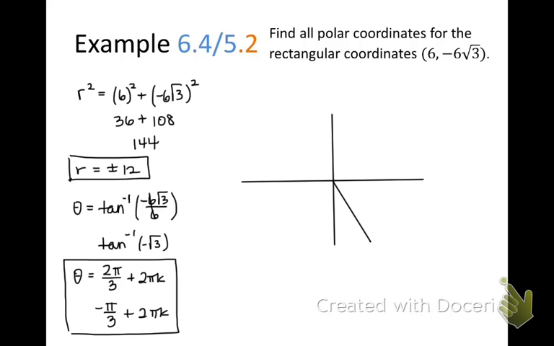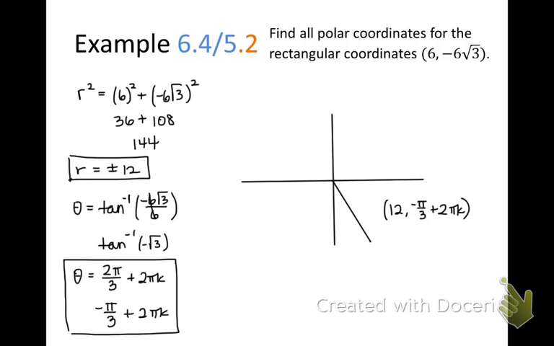So for an example, if I chose positive radius 12, which angle do I want to choose to make sure I stay in quadrant 4? Yep, you want to choose that negative pi over 3 plus 2 pi k, because the 12 says I'm going to stay exactly on the angle you give me. So I want to give the angle that's in quadrant 4 and then stay on it with a positive radius, right?